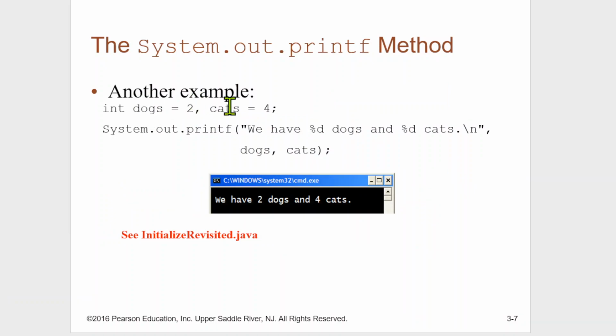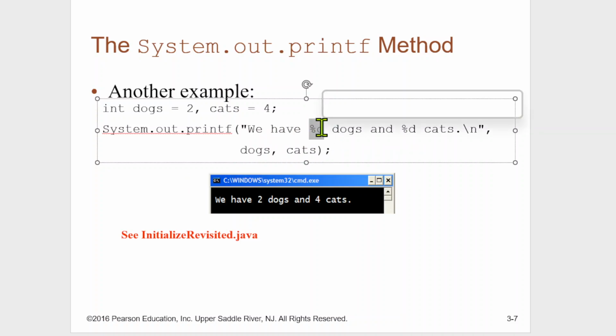Another example, two integers, cats and dogs. We have d and d, and it just catches them by the order you put them in. So if I change this and put cats up front and then dogs, you'd get 4 and then 2. So this is a printf, and this percent d tells you that when you go to print, I want to replace this with the first argument, and this is replaced with the second argument, and these arguments should be numbers. They should not be strings.